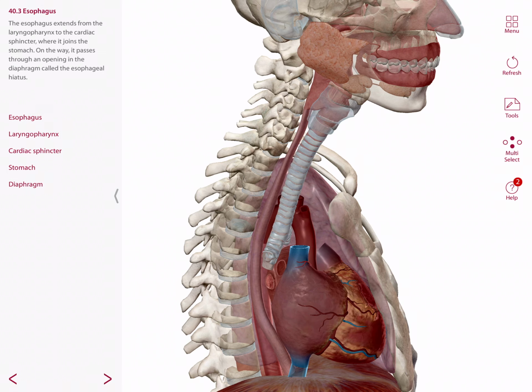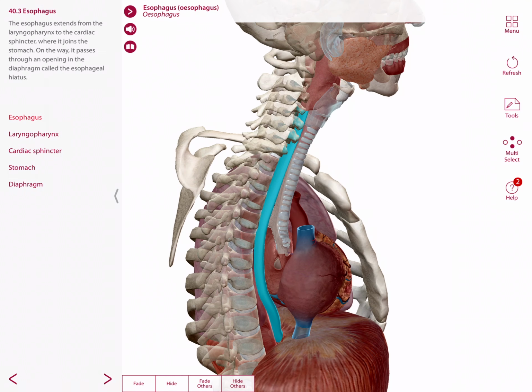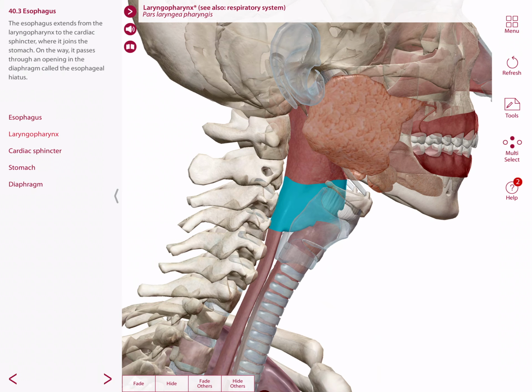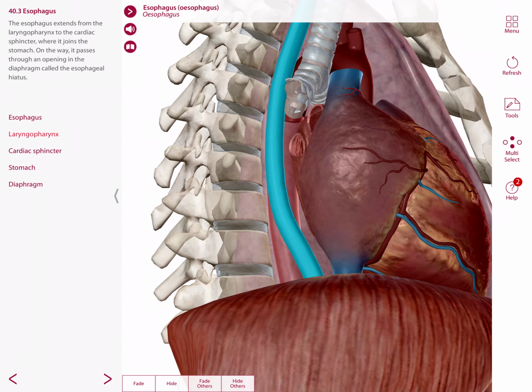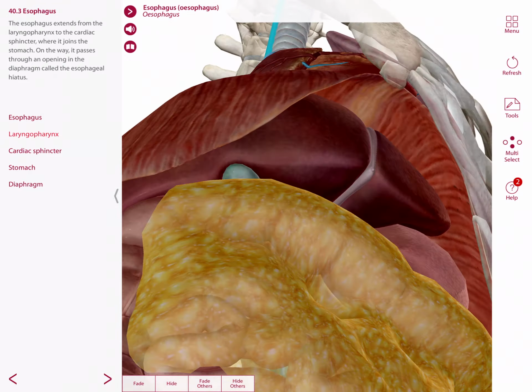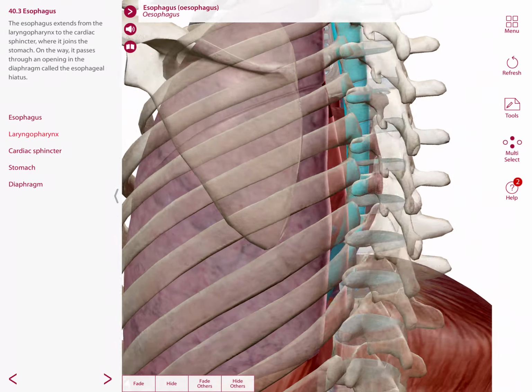When we look at your esophagus, we are going to break that into three separate regions. Up here at the laryngopharynx, we again decide whether we're going to go into the trachea or into the esophagus itself. We follow that esophagus down and we go into the stomach at a spot that we call the cardiac sphincter.